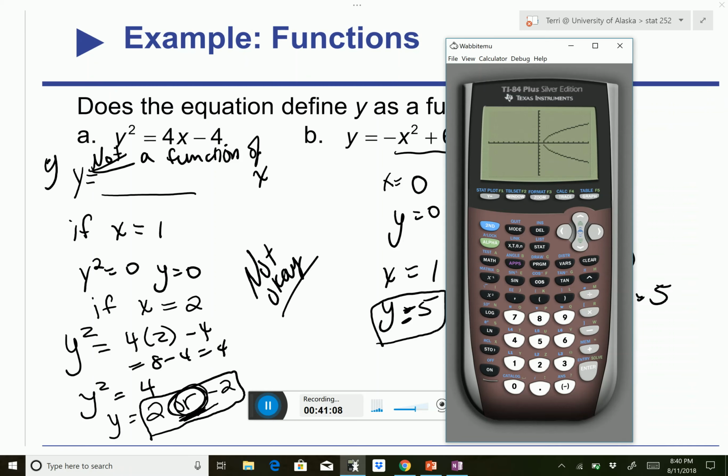Now let's go graph the other one. So let's turn this other one off. Actually, I'm just going to delete them for right now. So we're going to clear that one. I'm going to clear this one. I'm going to turn this one back on, so I'm going to go back to the equal sign and hit enter. So this means this one's now turned on again. I'm going to hit graph again.